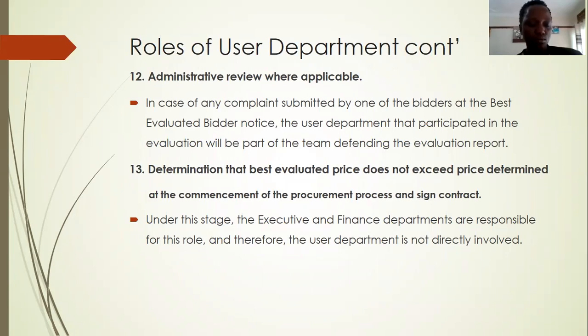Level 12 is administrative review where applicable. In this stage, if there is any complaint submitted by one of the bidders, the user department that participated in the evaluation will be part of the team defending the evaluation report. And on stage 13, we have determination that the best evaluated price does not exceed the price determined at the commencement of the procurement process and sign contract. Under this stage, the user department has no role to play. Over to you, Madam Moderator.